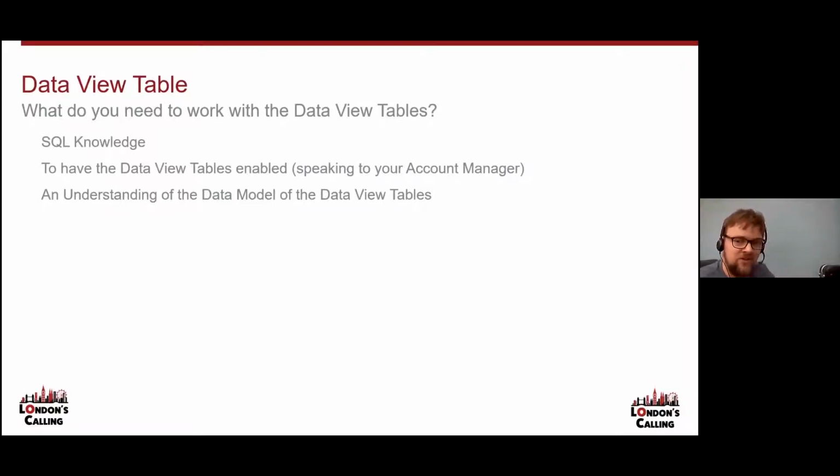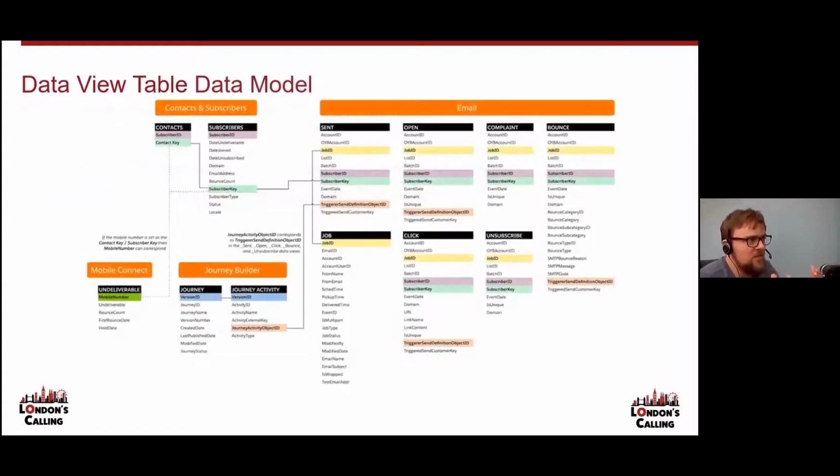Another thing you need to understand is the basic data model of how the data view tables are put together, because these data view tables are all related to one another in some way, and that's how we get the true power of them. So this is the data model. This is how it looks. You can see how each piece represents a different table, and the color coding represents how they are related to one another.